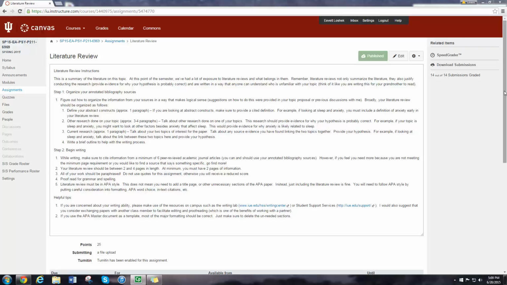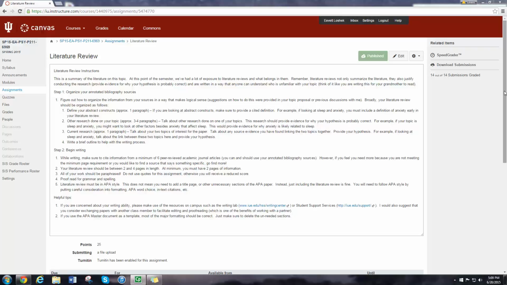So experience stress, drug use on the brain, these kinds of things that might then impact sleep as well. So you want to organize your paper by idea, not by source. Step 2 is to begin writing, so you should have a clear idea of what you're supposed to be writing before you even sit down and start writing.